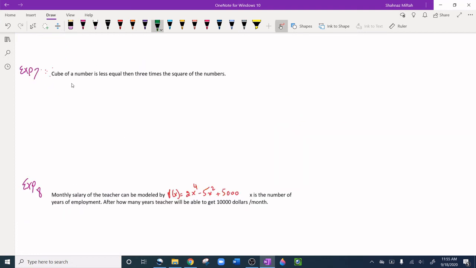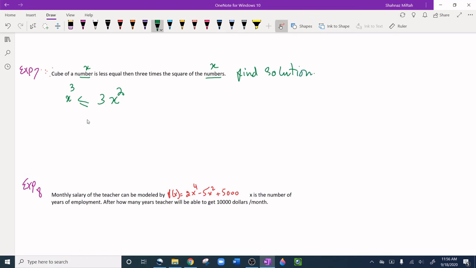Let's translate this first. They said cube of a number. For number, we can use x, cube of a number. So this is cube of a number is less equal than 3 times the square of the number. So it's just like that. And the question is asking what is the solution? Find the solution for it.